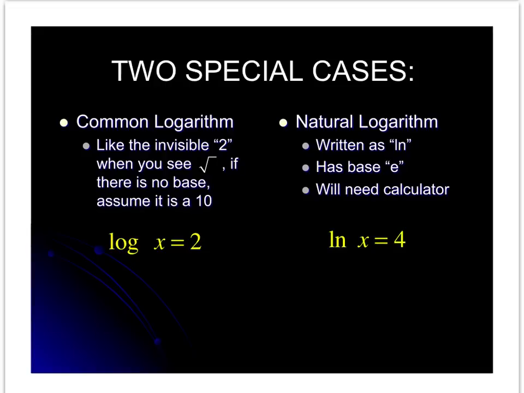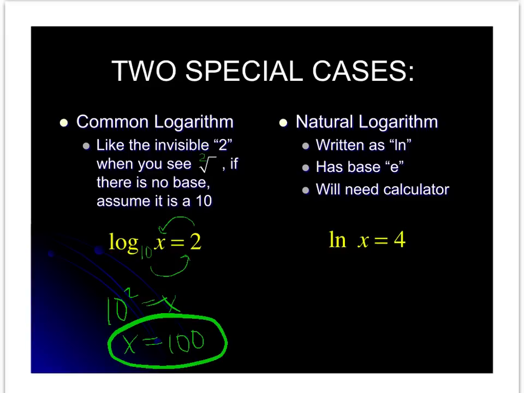There are 2 special cases that we need to talk about. The common logarithm, like the invisible 2 when you see the square root, right? We talk about how you don't really need to put that 2 in there, but that's what it is. If there's no base next to a log, you can assume it's base 10. So if there's nothing there, you can assume it's a 10. So here, we would say 10 squared equals x. So x equals 100.